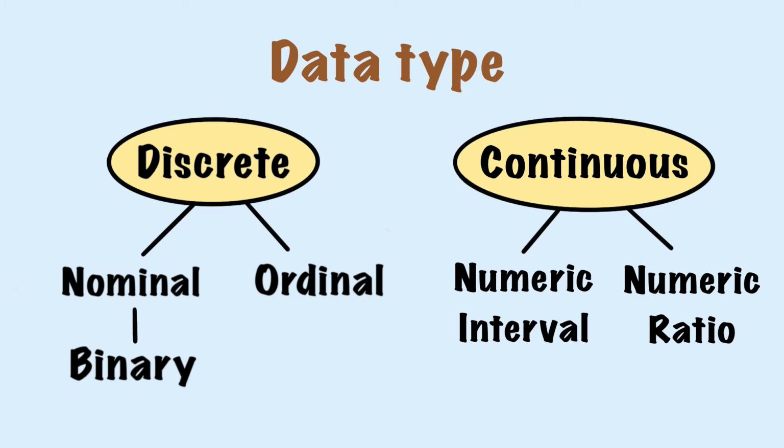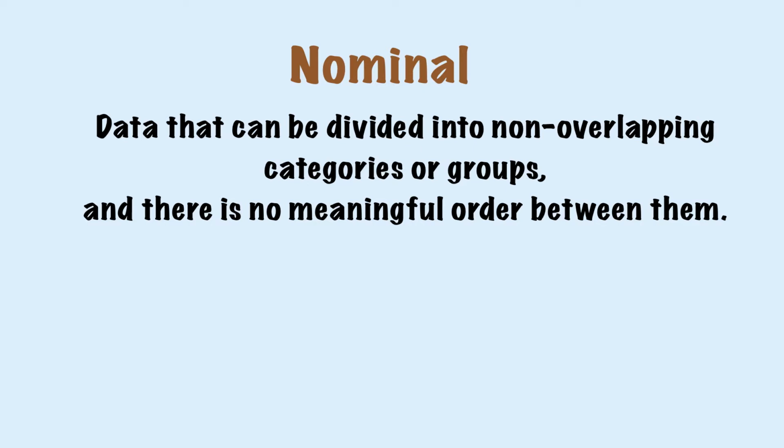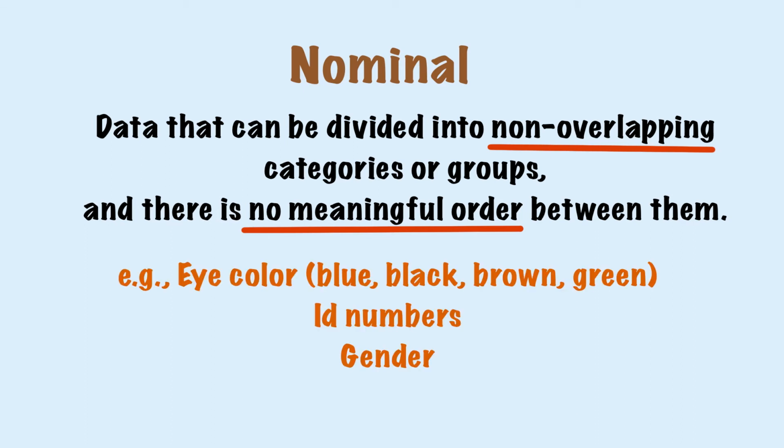Further, there are more precise data types. Nominal, binary, and ordinal are discrete data. Numeric interval and ratio are continuous data. To begin with, nominal data can be divided into non-overlapping categories, and there is no meaningful order between them. The important thing here is that the groups don't overlap with one another, and the groups don't have ordering. For example, eye color is nominal data since the colors don't overlap, and none of the colors is superior.